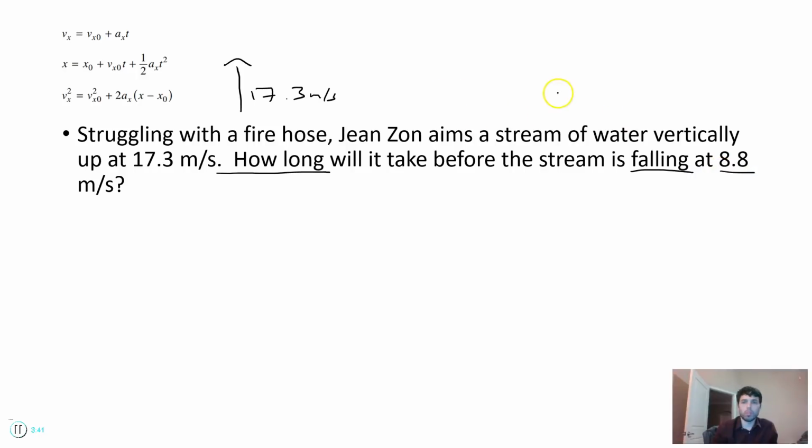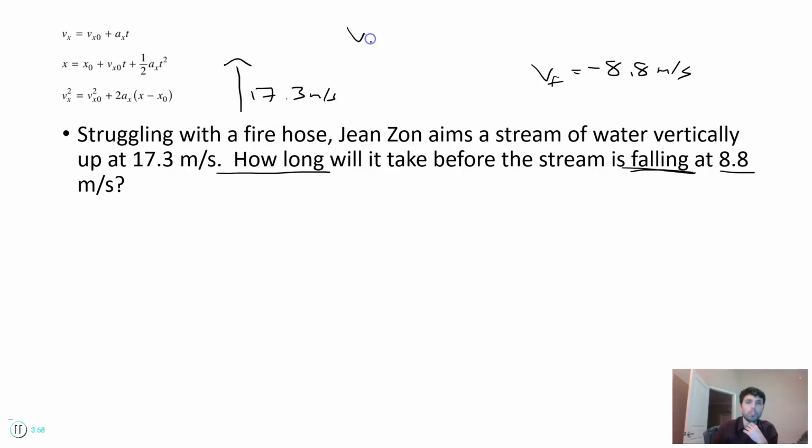So we're looking for when the velocity final is negative 8.8. And why did I put negative? Because it says it's falling. Falling means negative, going down, right? So we're looking for negative 8.8 meters a second velocity. Our initial velocity is 17.3.